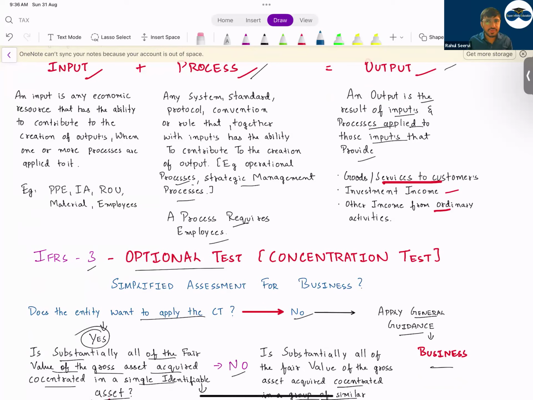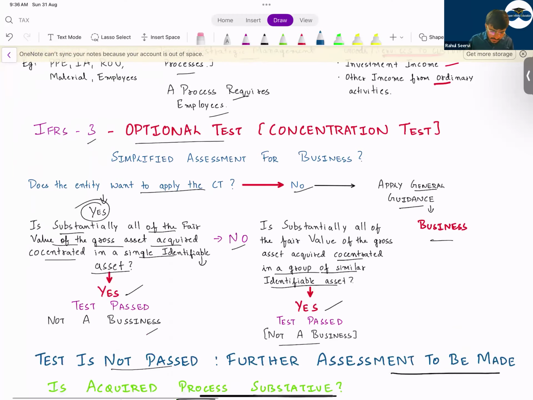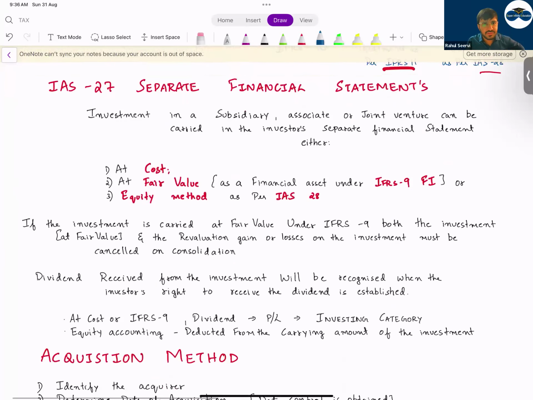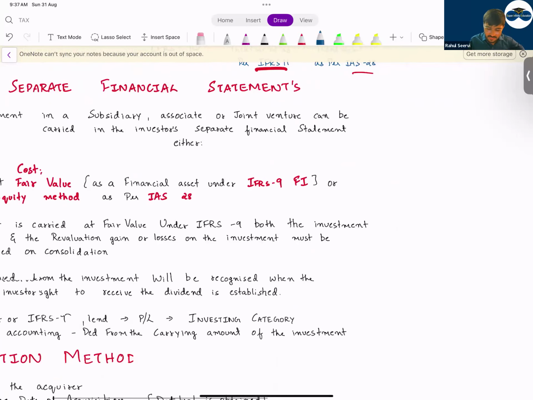The process and input should be strong enough to generate output. Then coming to the next one: IAS 27, separate financial statements. So what does separate financial statement mean?